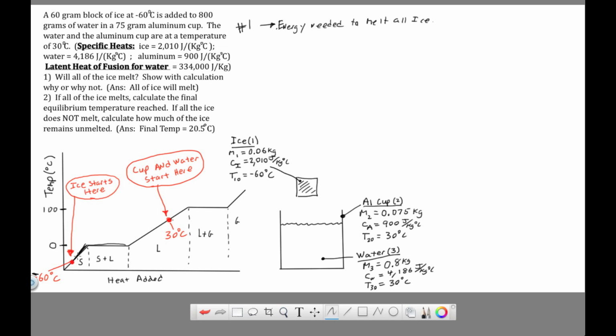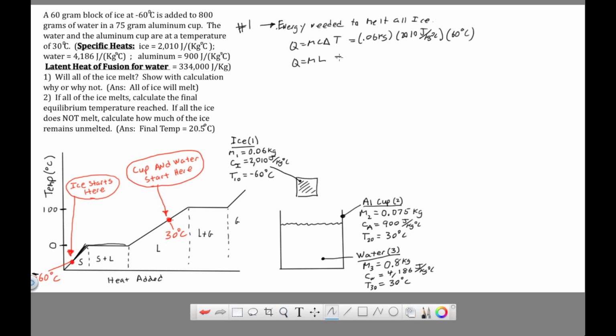So if you have a temperature change, the equation there is Q equals MC delta T. So that's going to be for this part. And then for the phase change, the equation is Q equals ML. All right, so MC delta T, the mass of the ice is 0.06. Specific heat of ice is 2010 joules per kilogram degree Celsius. And the change in temperature from negative 60 up to 0 is 60.